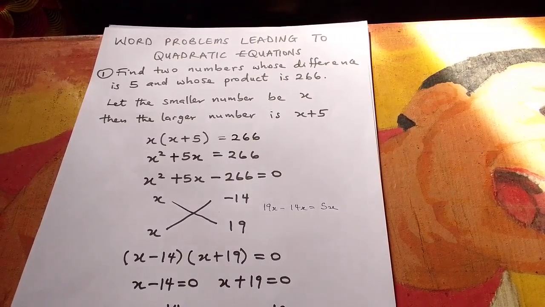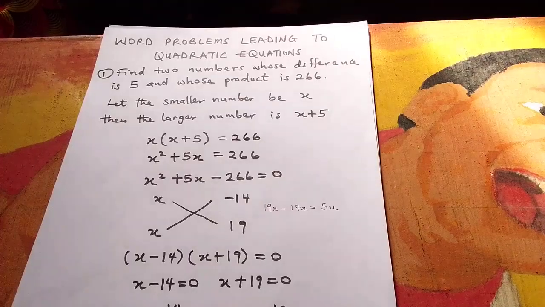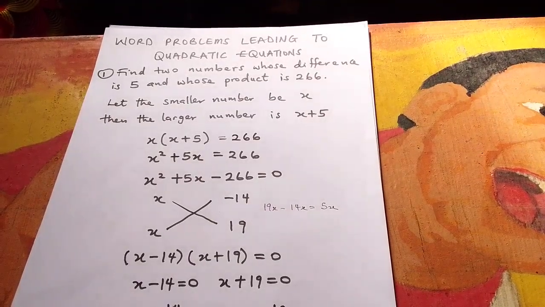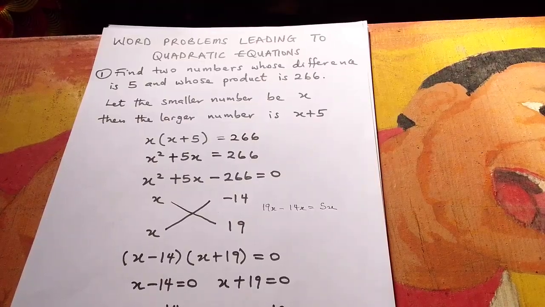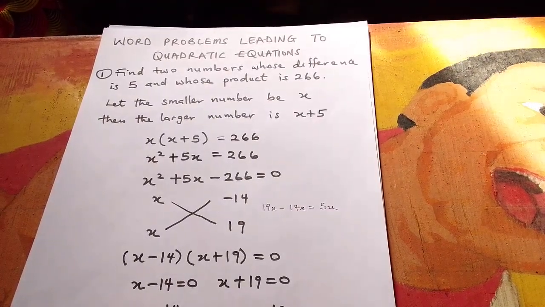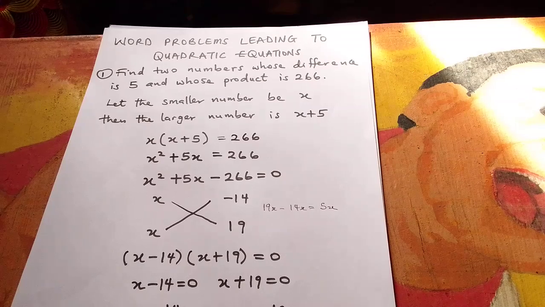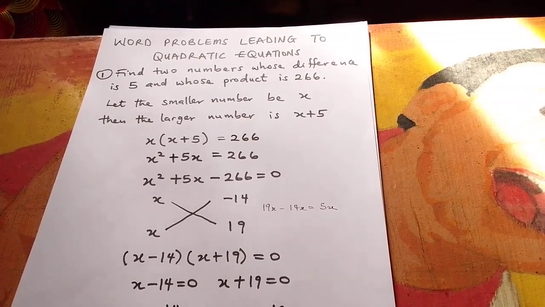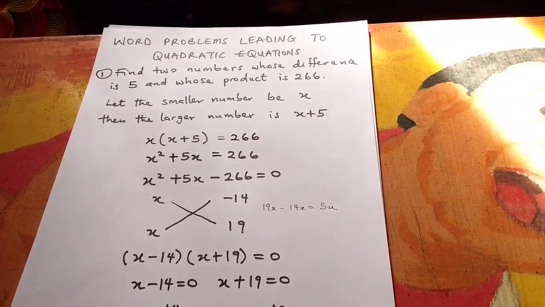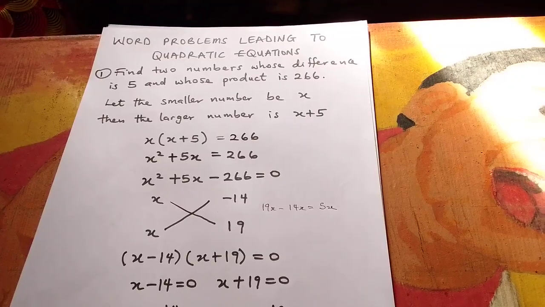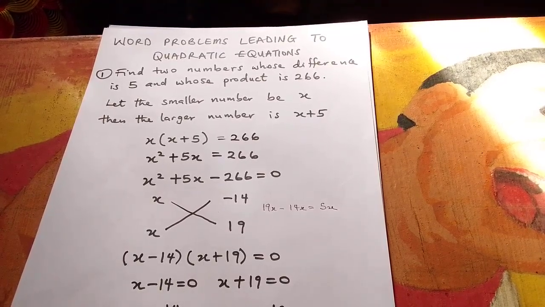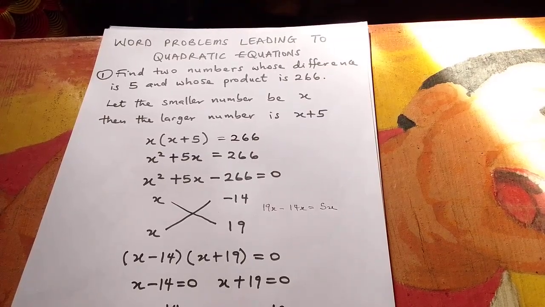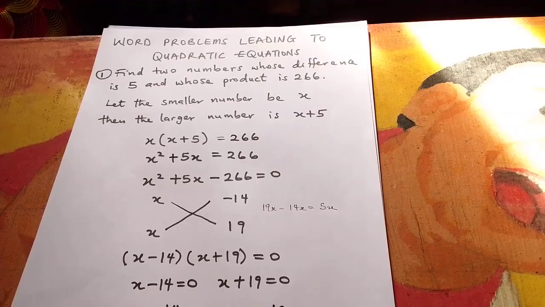The question says that we should look for the two numbers. So when the first number is 14, the second number is x plus 5. Our x is 14. Then add 5, making 19. So when the first number is 14, the bigger number will be 19. If we multiply these, 14 times 19 will give us 266. Likewise, if we subtract, 19 minus 14 will give us 5.